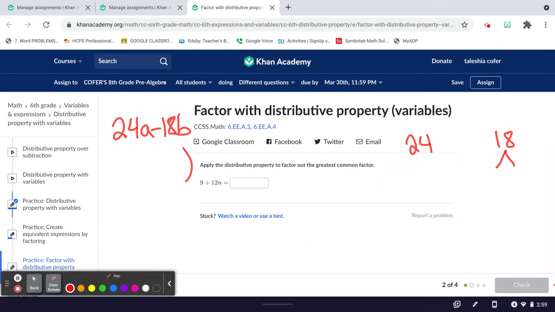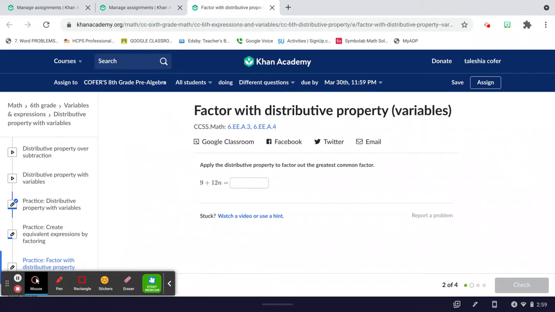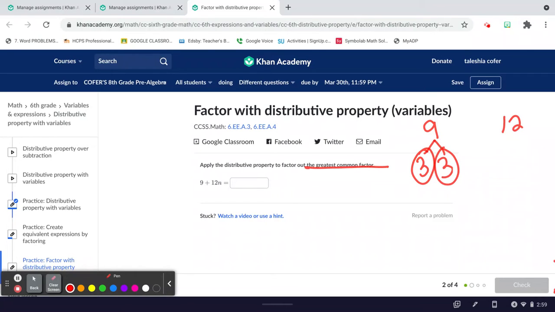Let's clear the screen, and we're going to try it again. On this one, they want me to apply the distributive property to factor out the greatest common factor. They want my GCF. In order to find the greatest common factor, I take my 9 and I break it down, and I'm going to take my 12 and break it down. In order to get 9, the only way I can get it is to do 3 times 3. 3 is prime. In order to get 12, I can do 3 times 4, or I can do 2 times 6. 3 is prime, so I circle it. In order to get 4, I have to do 2 times 2.